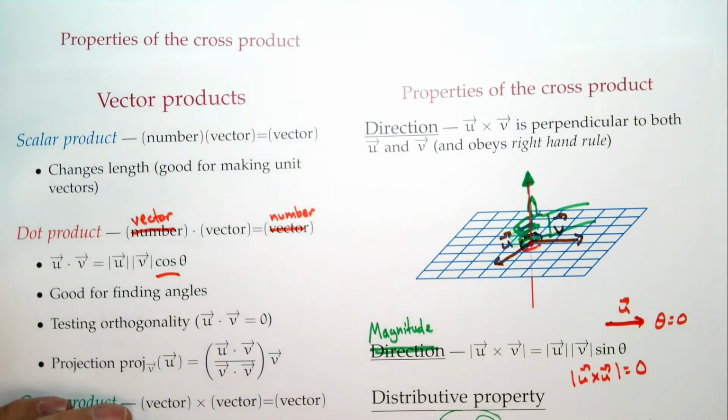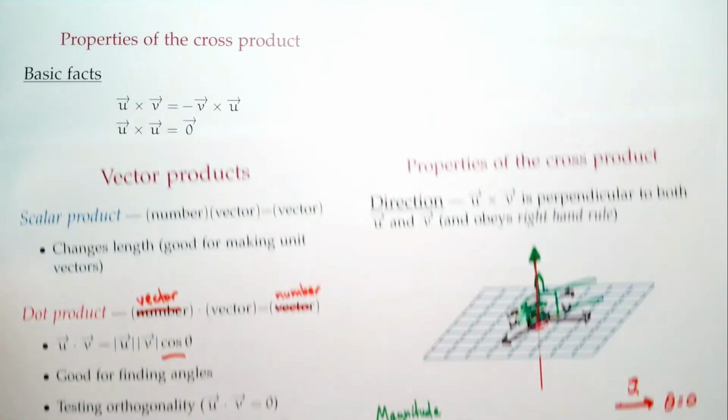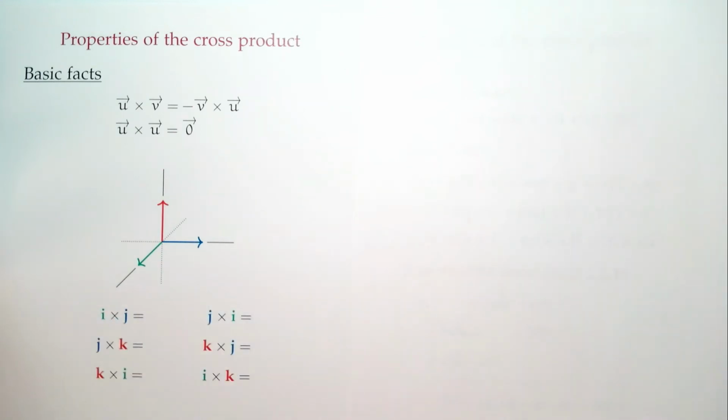Well, that means the vector has no change. Nothing happened. There's only one vector which is without change. That's the 0 vector. Okay. So that's how we can establish that u cross u is 0 for any vector.